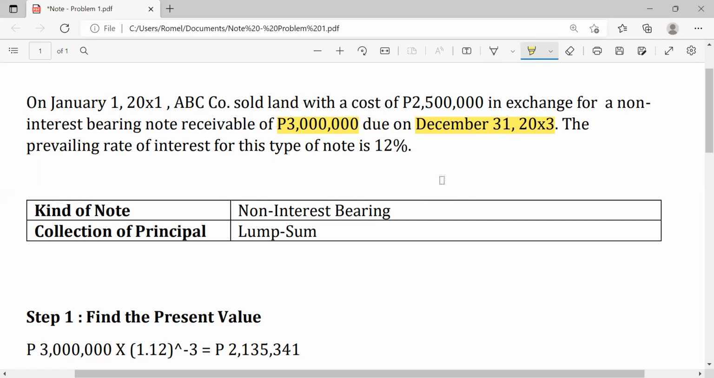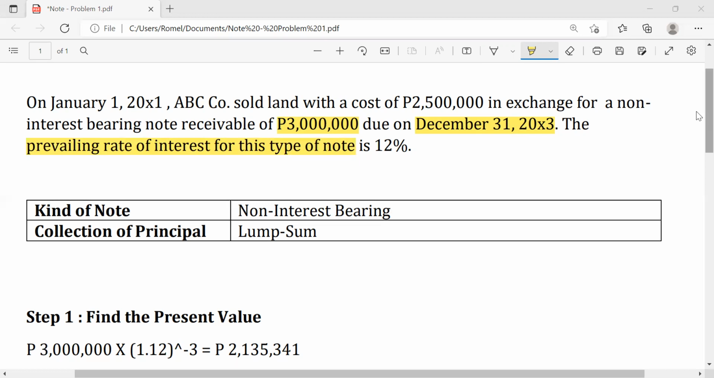And then next. Pag sinabi nating prevailing rate of interest for this type of note, what are we talking about? Pag nakalagay ito sa problem, it means that the market rate or the effective rate of the note is 12%. Therefore, for the purposes of computation later on, ang gagamitin nating rate 12%, kasi ito yung prevailing rate of interest, or in other words, the market rate.